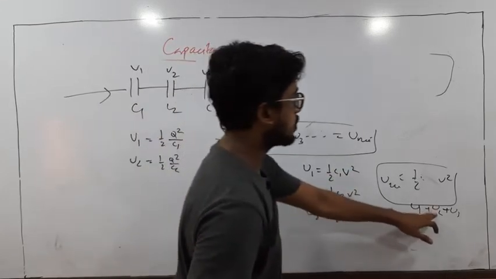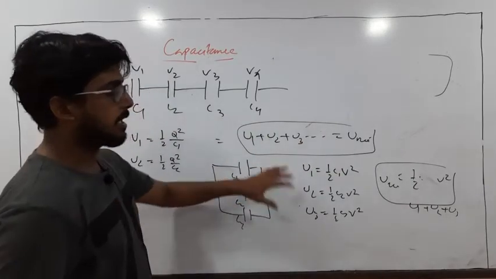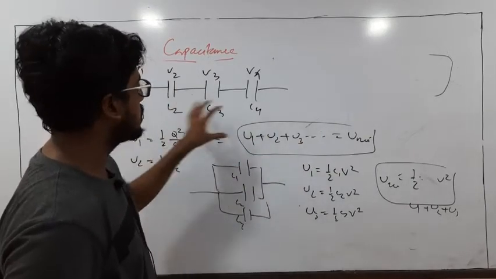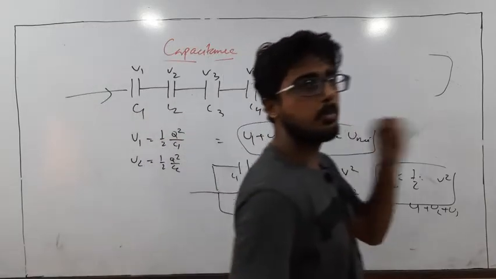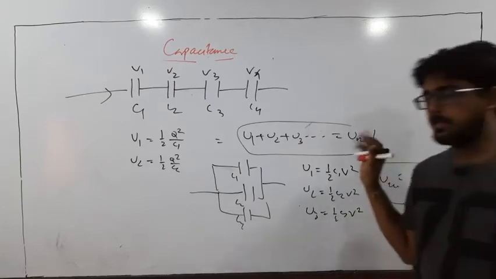So total will be U1 plus U2 plus U3, and the same holds in the case of series. So in a series-parallel combination, the net energy stored in all the capacitors will be simply the algebraic sum of the energy stored in each capacitor. Clear?